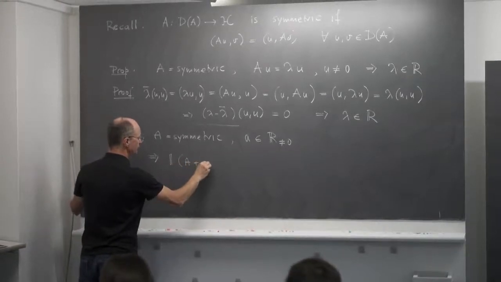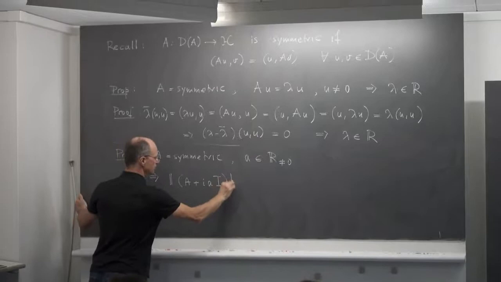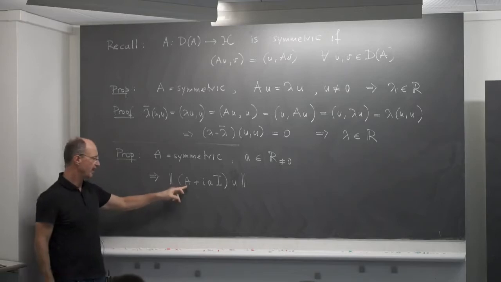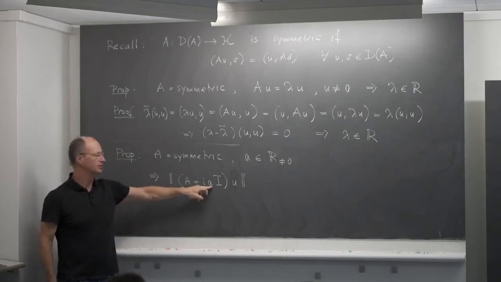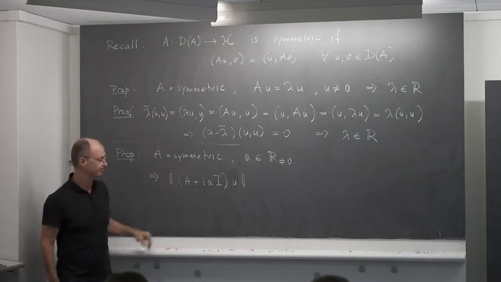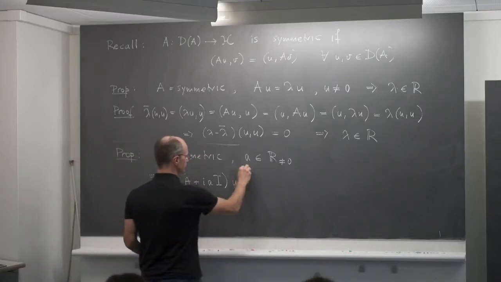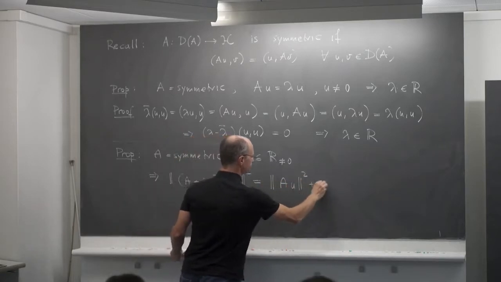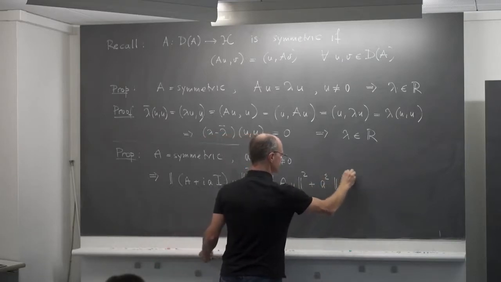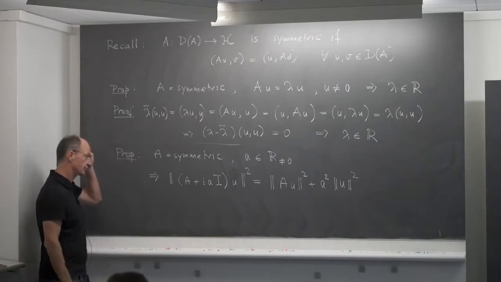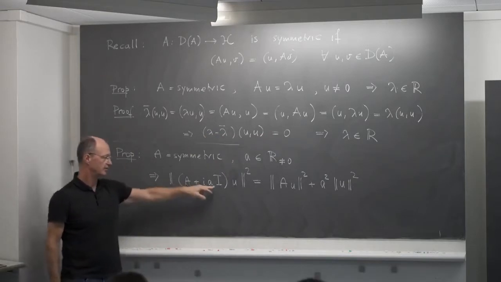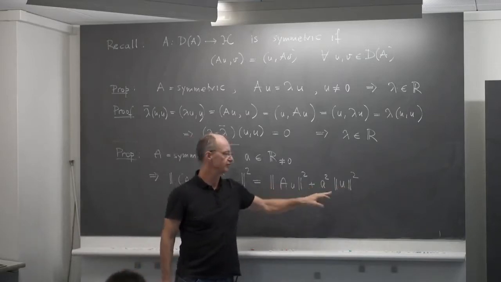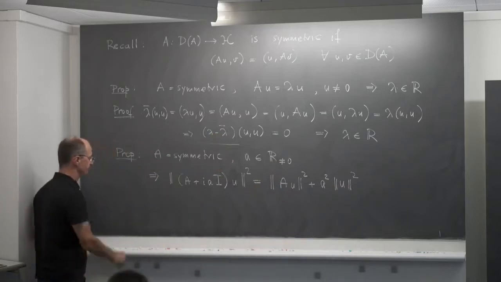So I form a new operator. I add to A an imaginary unit times the unit operator with a multiple a. And I take some vector u, and then the following simple but interesting identity holds true. The norm square of this is equal to the norm square of Au plus the norm square of u with a coefficient a squared.